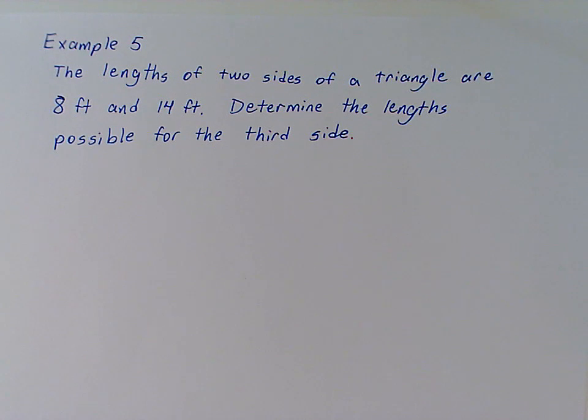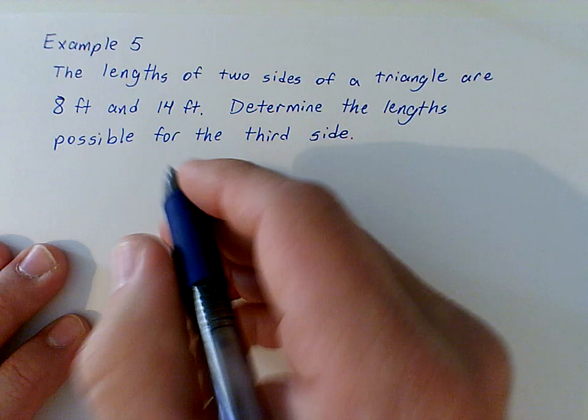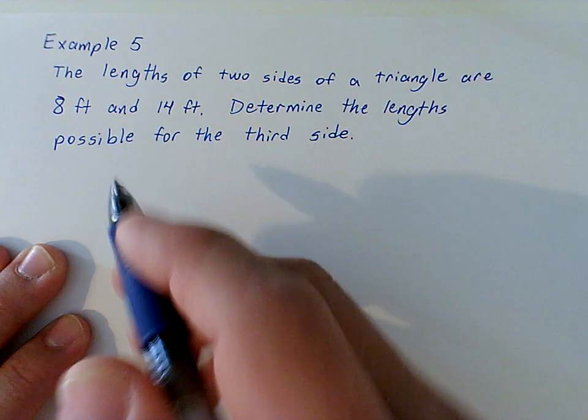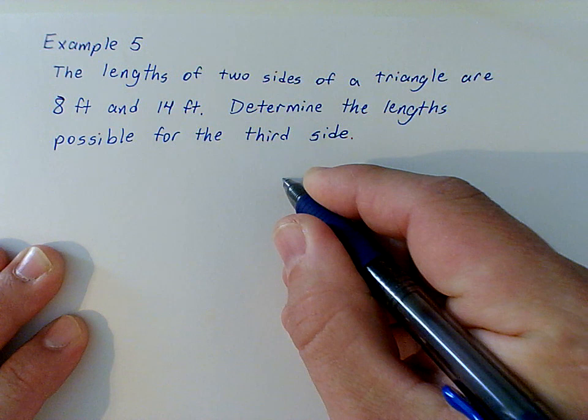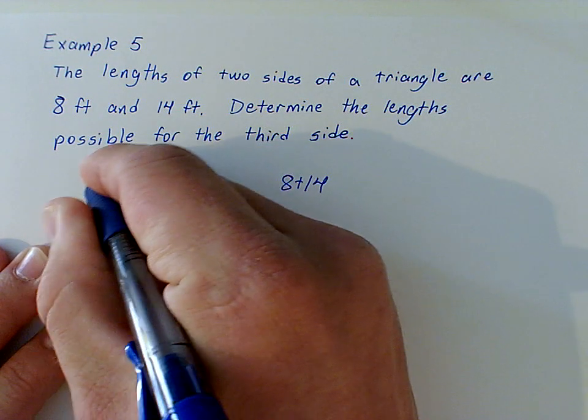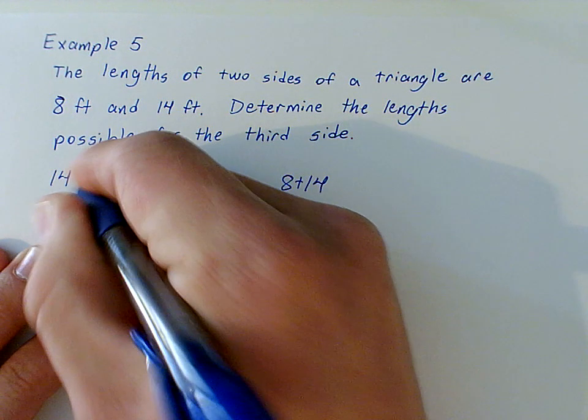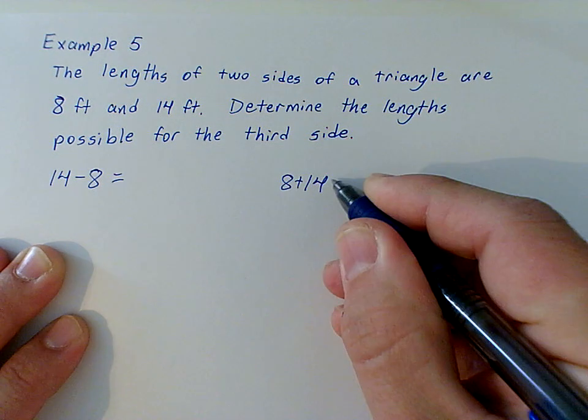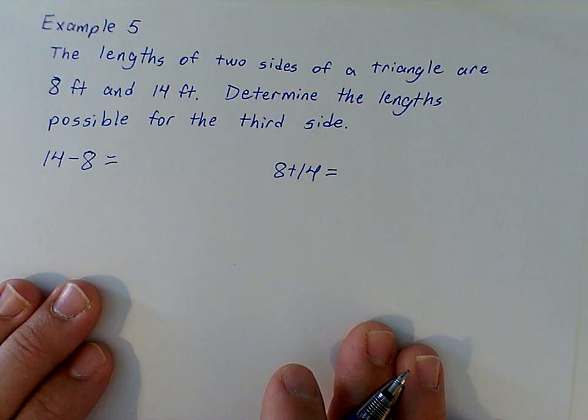All right, this last example relates back to example 2, the set of 3 problems that we did, where we added the sides to see if it was greater than the longest side. Now, the lengths of 2 sides of a triangle are 8 feet and 14 feet. Determine the lengths possible for the third side. Well, it's actually a range of things. To know what it is, basically we need to add and subtract these two numbers. So if I do 8 plus 14 and 14 minus 8, excuse me, I'll actually get 2 different values here, which would actually be the endpoints of the possible range.